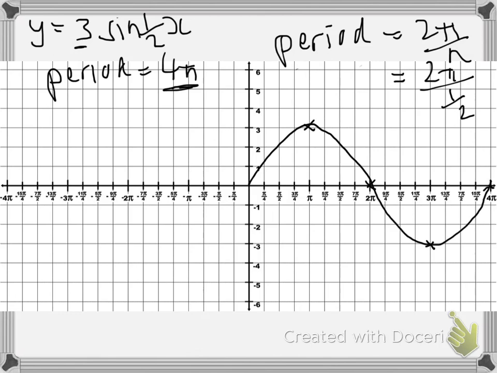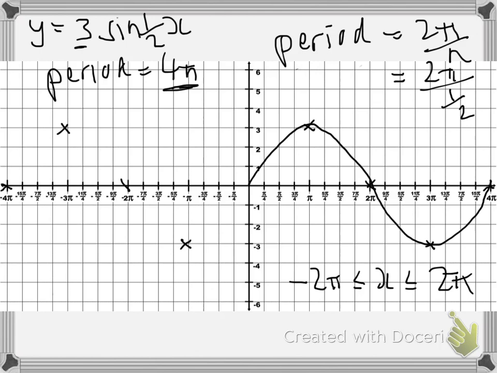Let's look at the negative part of the domain. Our domain here, by the way, is negative 2 pi is less than or equal to x is less than or equal to 2 pi. Okay, so that's our domain. So same thing on the other side. We're going to have a minimum there at negative pi. Pass through the axis there at negative 2 pi. Maximum here at 3 pi. Negative 3 pi and negative 4 pi.